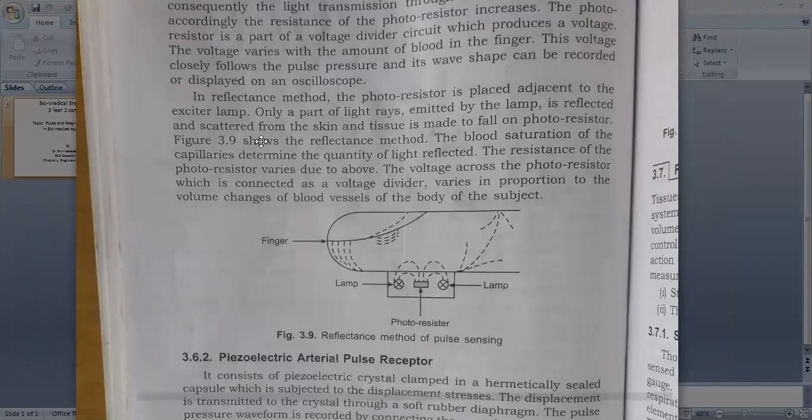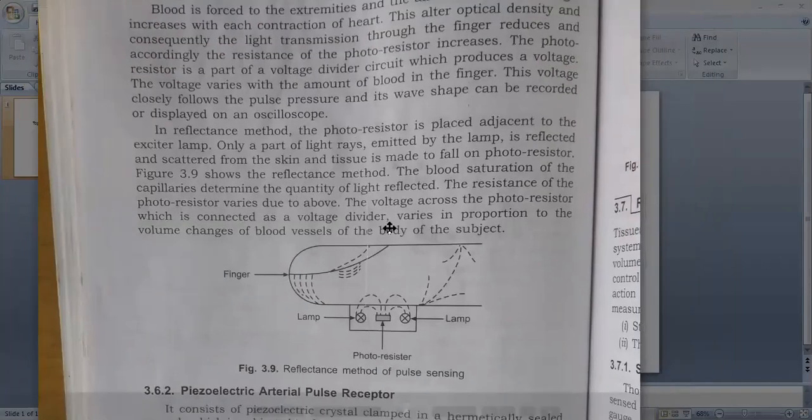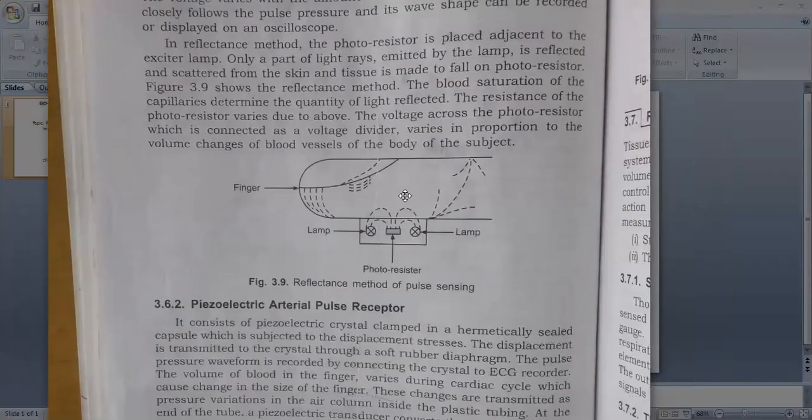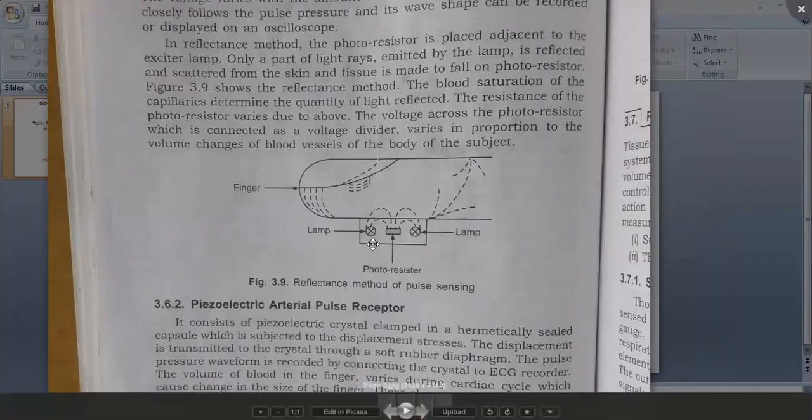Reflectance method. In the previous case, if you observe the figure, the photoresistor is on the opposite side of the finger, whereas in this case, the photoresistor is beside the lamps. These two lamps and this photoresistor, we can place side by side. Okay, so this is the reflectance method.